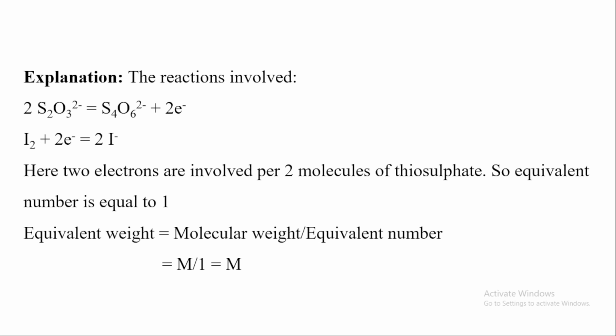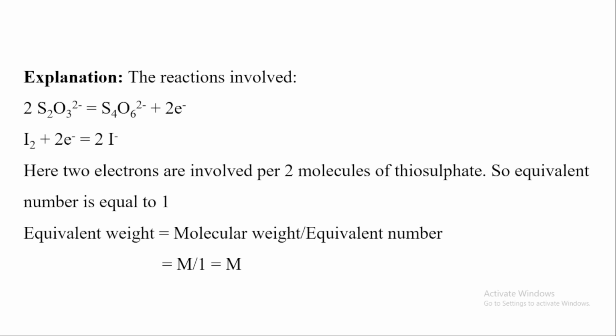So if I have to equate the charge on both sides, S2O3 2 minus, this side is minus 4 and the RHS is minus 2. So I have to add 2 more negative charges. That means 2 electrons are added. This 2 electrons is nothing but showing the valence electrons. So 2 electrons are required to oxidize S2O3 2 minus into S4O6 2 minus.